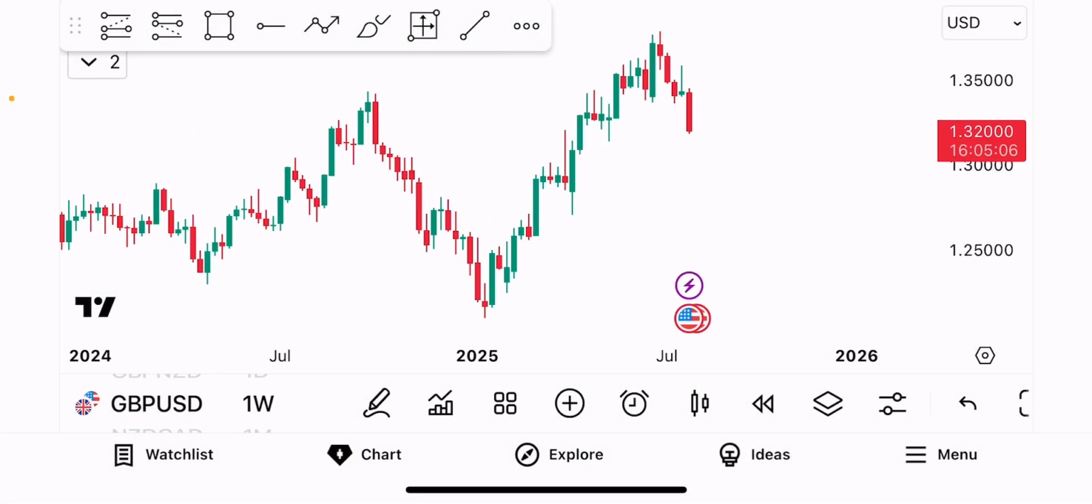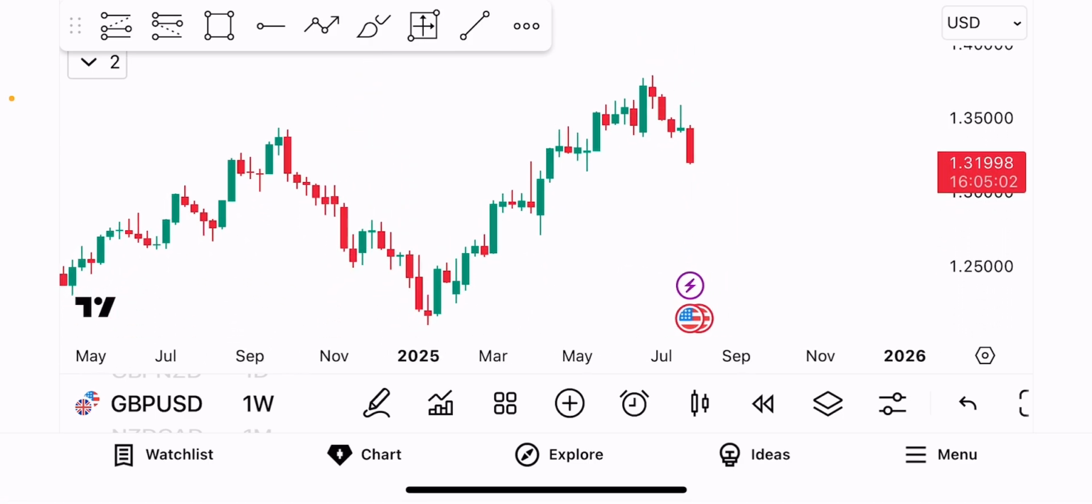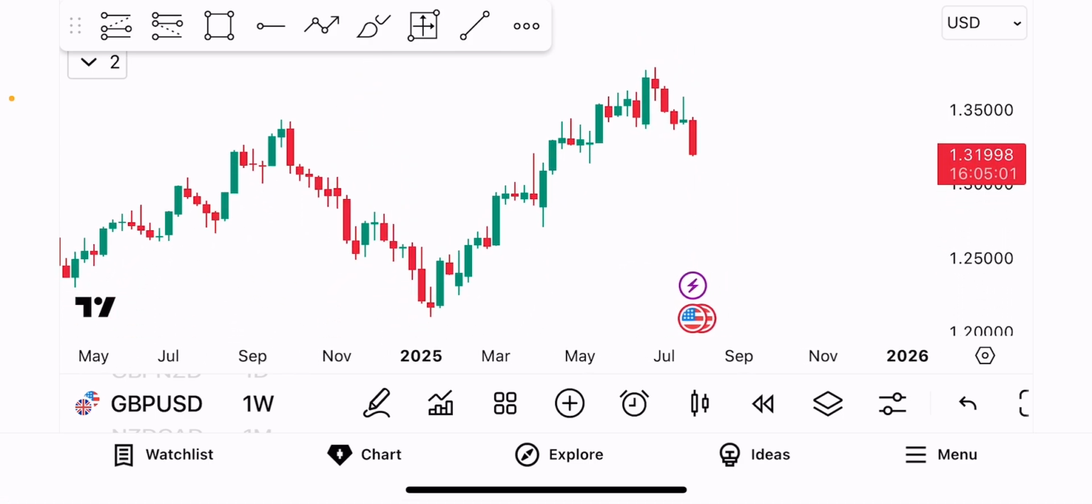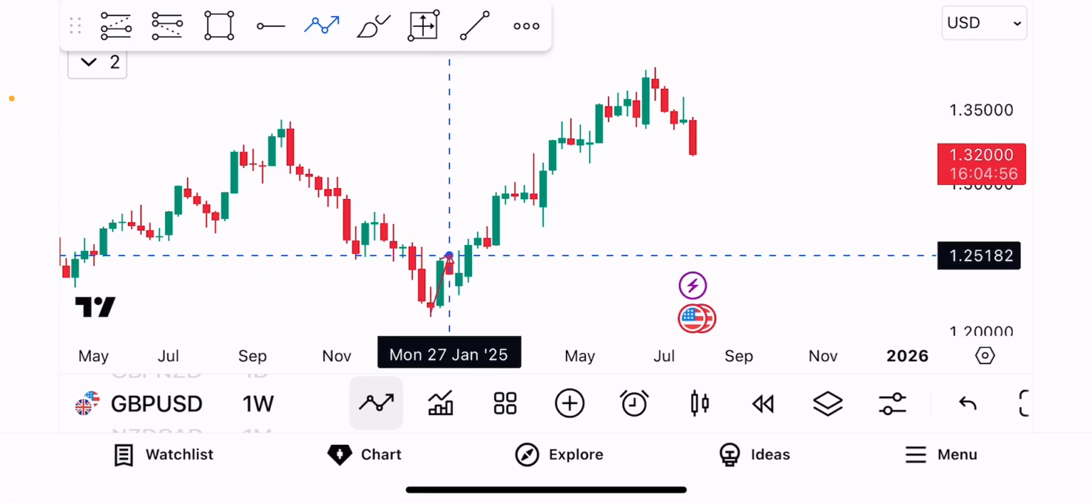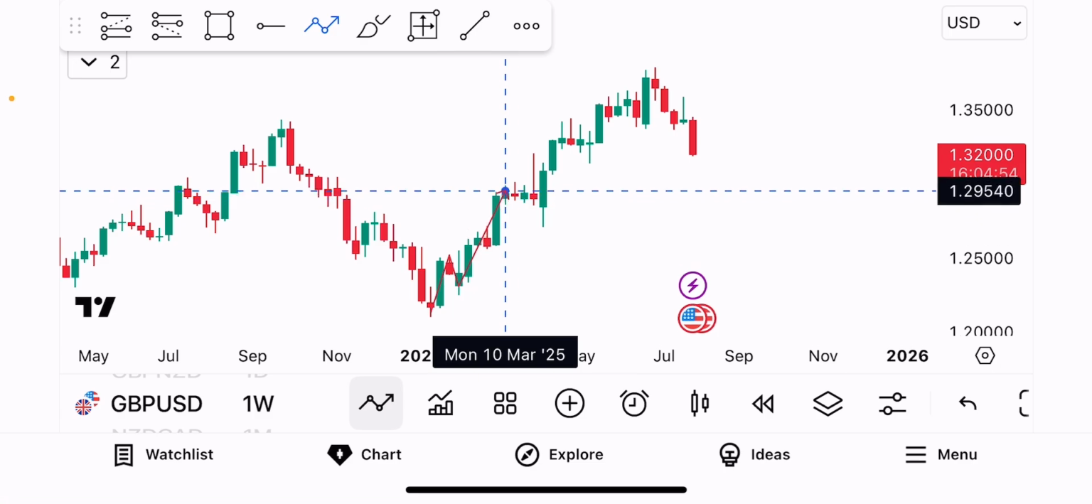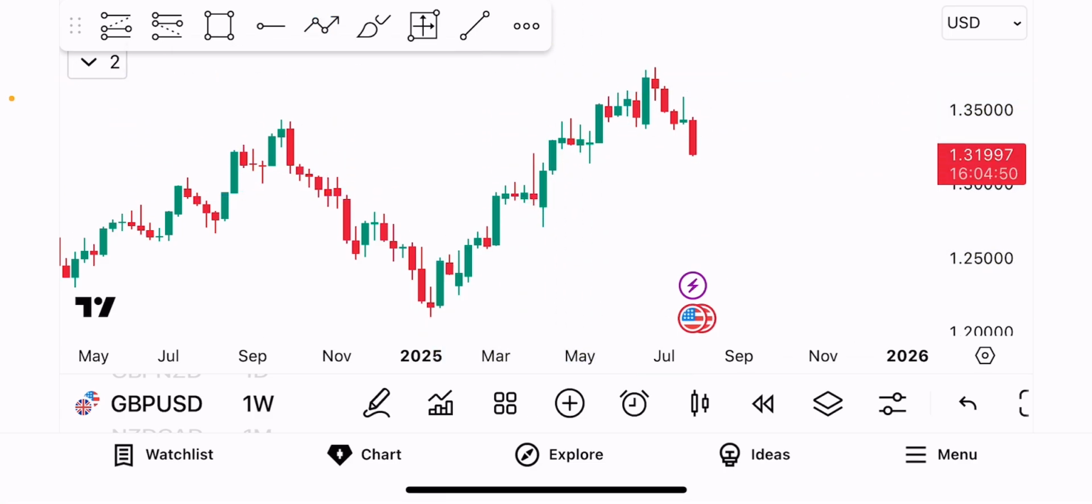Here from the weekly time frame, it is clear. We can see how price has been printing a series of higher highs and higher lows. Starting from January this year, we've been seeing a series of higher high, higher low, higher high, higher low, higher high. So it has been trending to the upside.